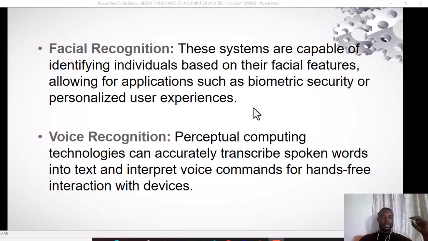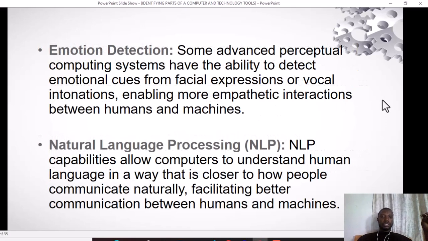Let's look at emotion detection. Some advanced perceptual computing systems have the ability to detect emotional cues from facial expressions or vocal intonations, enabling more empathetic interactions between humans and machines. We talk about neural links, whereby the emotions of the user will be felt by the machine, with the help of the neural networks.